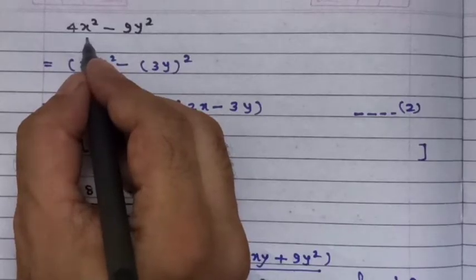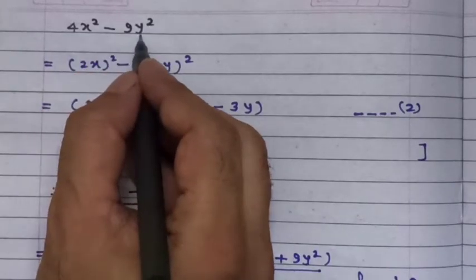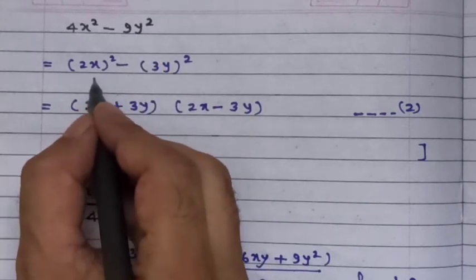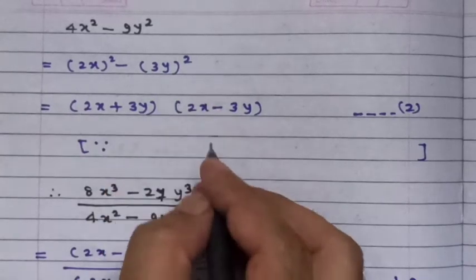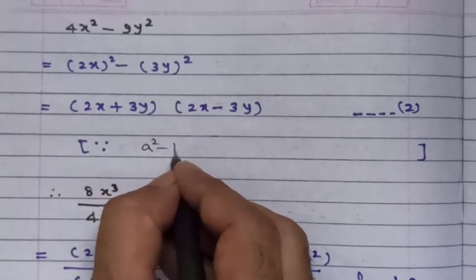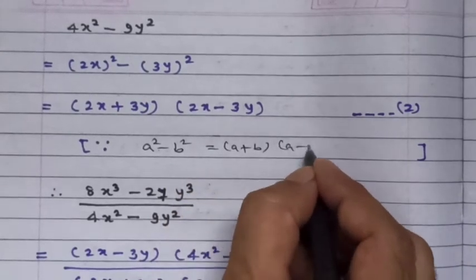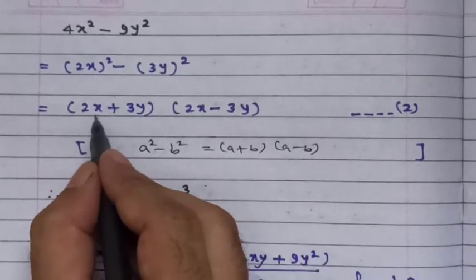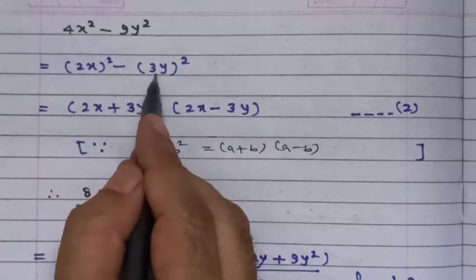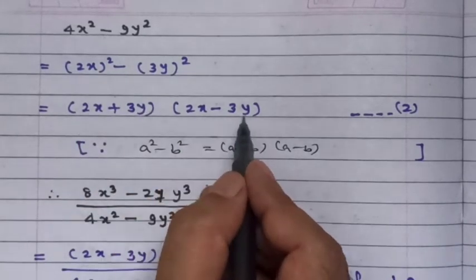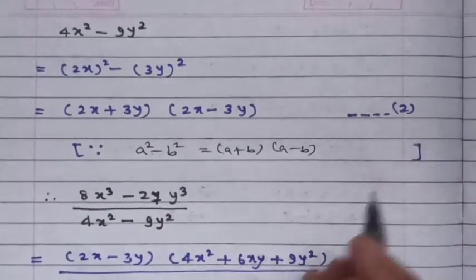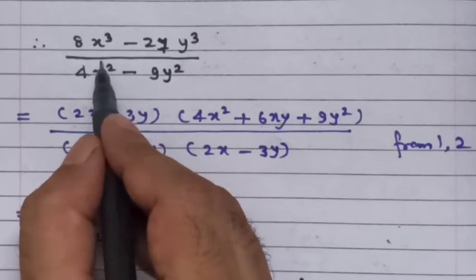Now the second algebraic expression, 4x square minus 9y square, can be written as (2x) square minus (3y) square. Use the formula a square minus b square, which is a plus b, a minus b. So here you can write 2x plus 3y and 2x minus 3y. Mark it as second.